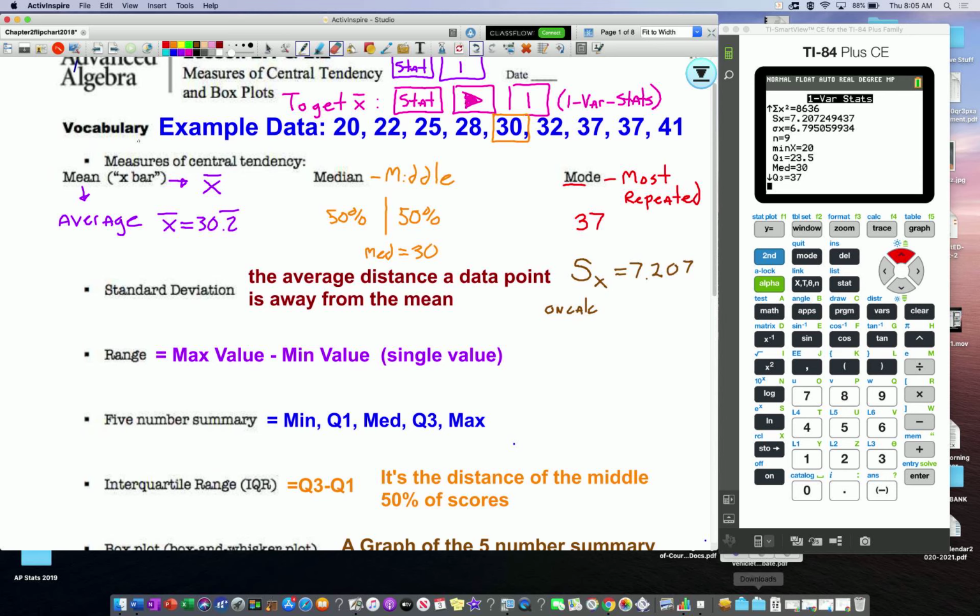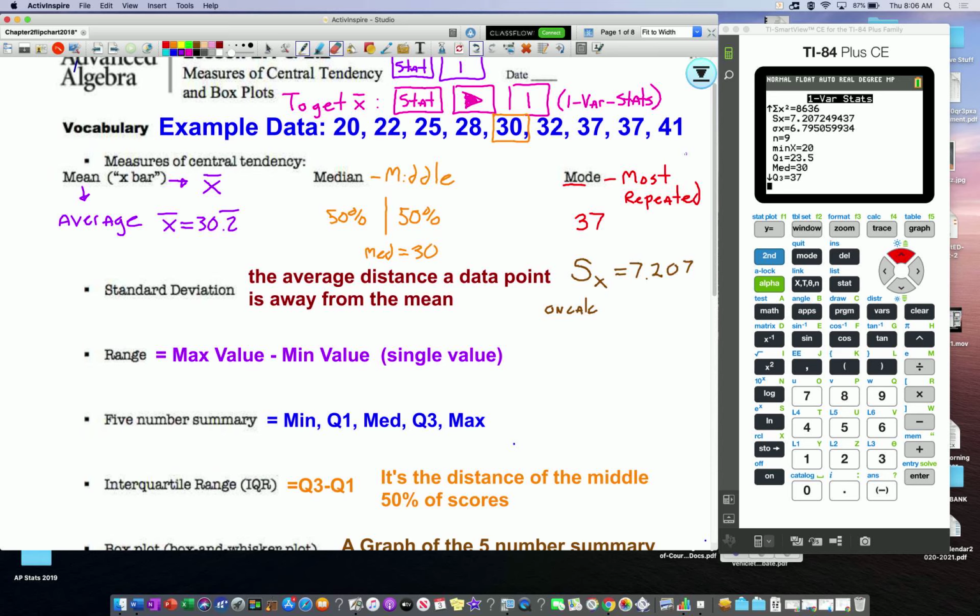So now another measurement of spread, okay, is range. The range is simply taking the maximum value minus the minimum value. It's a single value. We don't say it goes from the minimum value to the largest. We actually give it a single value.